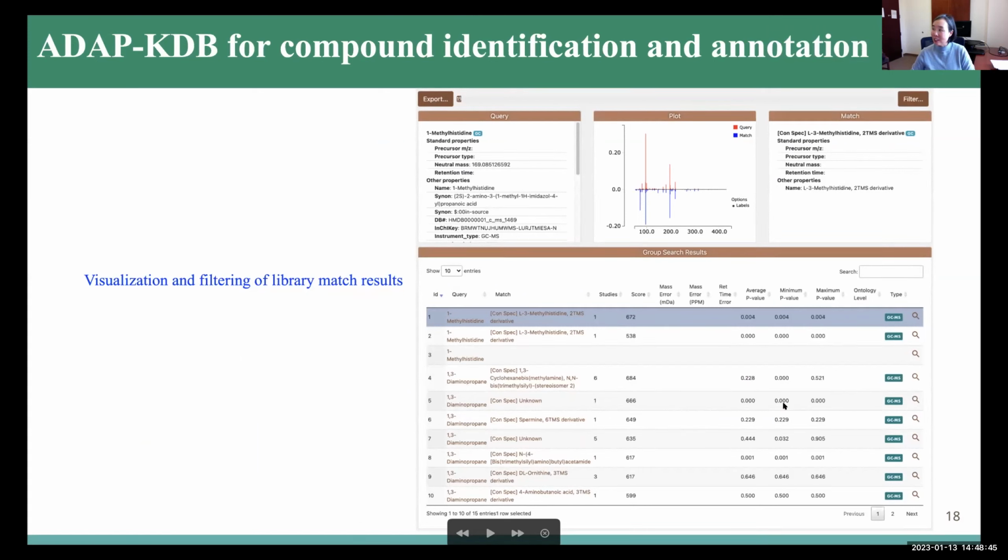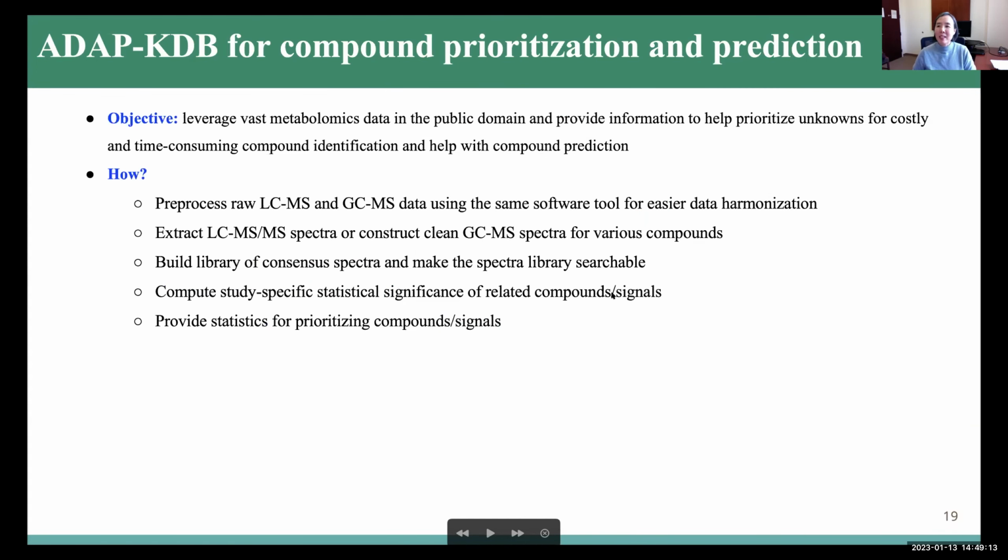So after you search your public libraries and the private in-house libraries, we really took efforts to develop visualization capabilities to make it easy for you to examine your search results. Here you can see the spectral plot and the detailed information about the match. And you can do filtering, you can sort the results, and really we try to make it easy for you to explore the search results. So that's a compound search engine with the ADP-KDP.